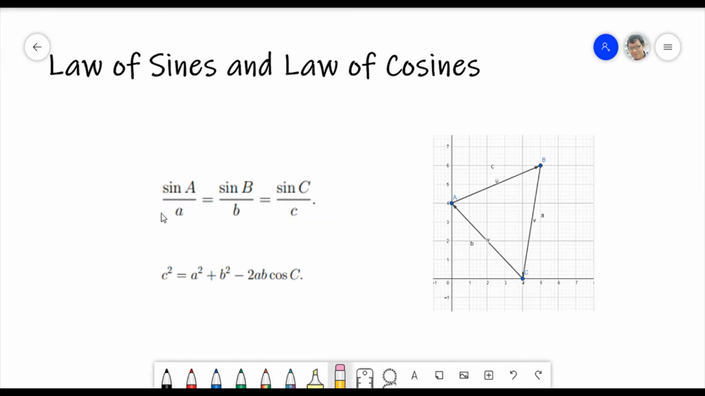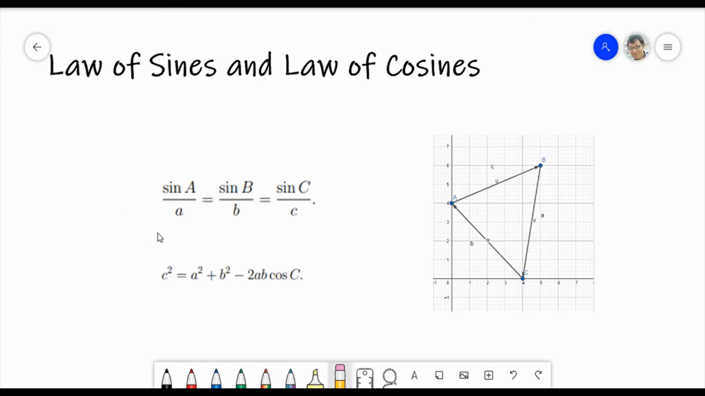Hello everyone. In this session we are going to cover two laws regarding sine and cosine. This topic belongs to triangle geometry. It is hard and not in some countries' curriculum, but some countries do have it. So let's directly introduce the law of sine.